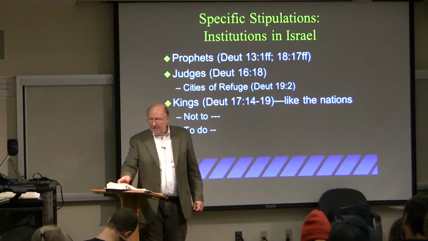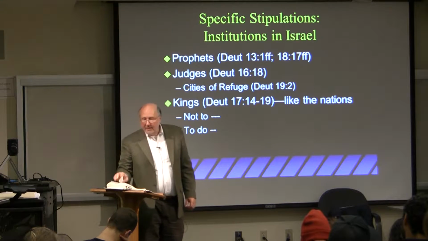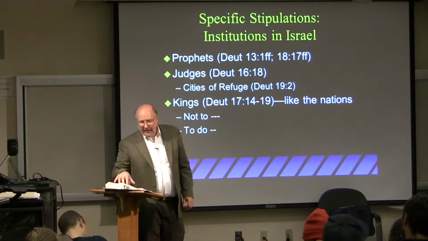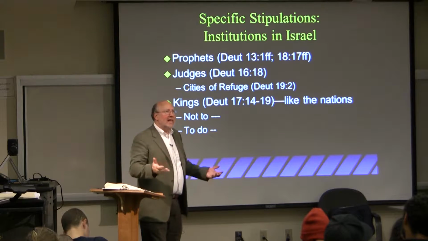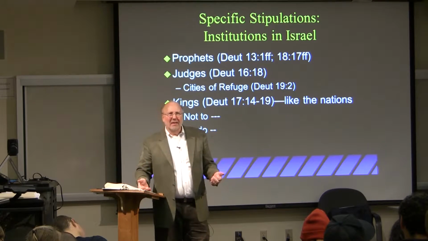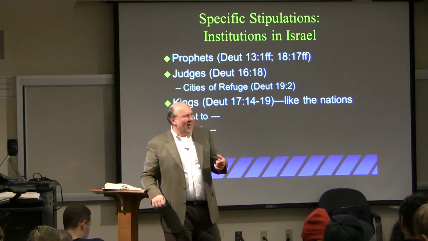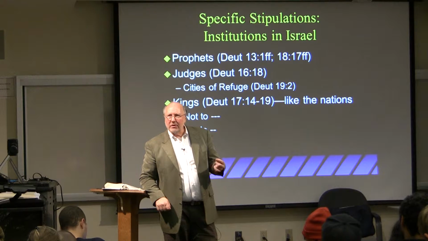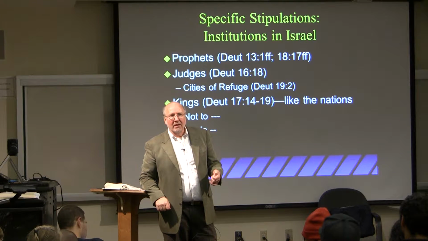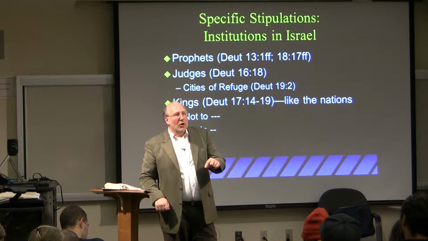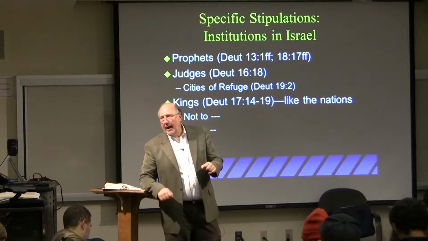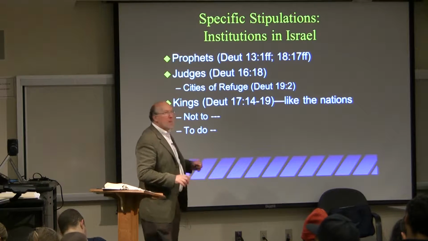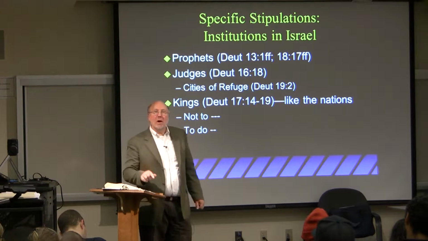Now the kings. In chapter 17 of Deuteronomy, we get the law of the kings. Was there a king in Israel in Moses' time? No. You guys have just read the book of Judges. Was there a king in Israel during the period of Judges? Every man did that which is right in his own eyes, and there was no king in Israel. Moses tells them that they will have a king.